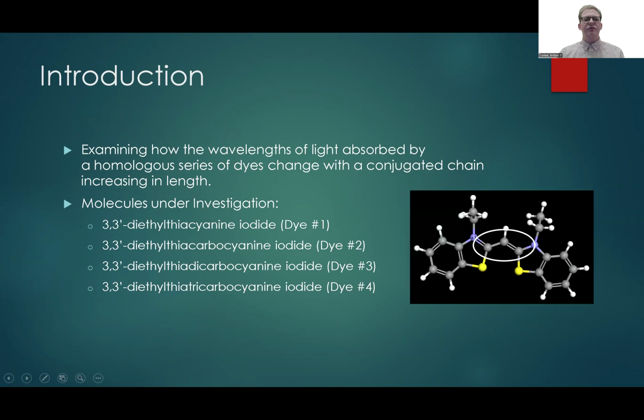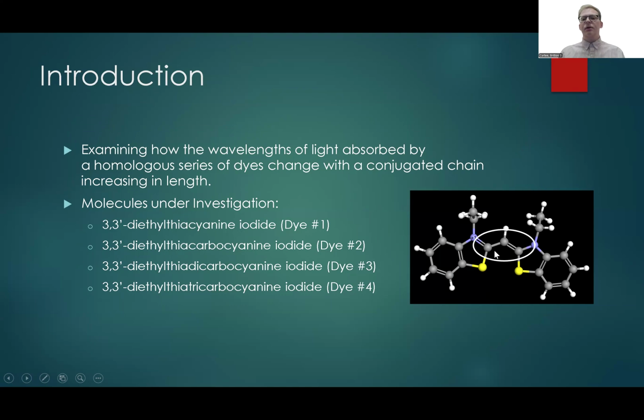So, starting with our introduction, the main objective of what we're doing here is we're examining how the wavelengths of light absorbed by, like I mentioned, this homologous series of conjugated dyes change when that conjugated chain of pi bonds in these dyes increases in length. So we can see an example of one of these molecules down here. This is the 3,3-diethyl thiocyanine molecule, or we're calling dye number one, circled right here in the white circle. This is our conjugated chain.